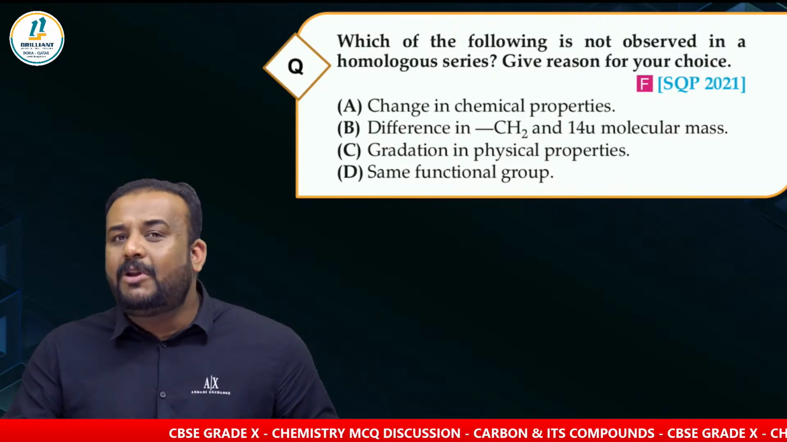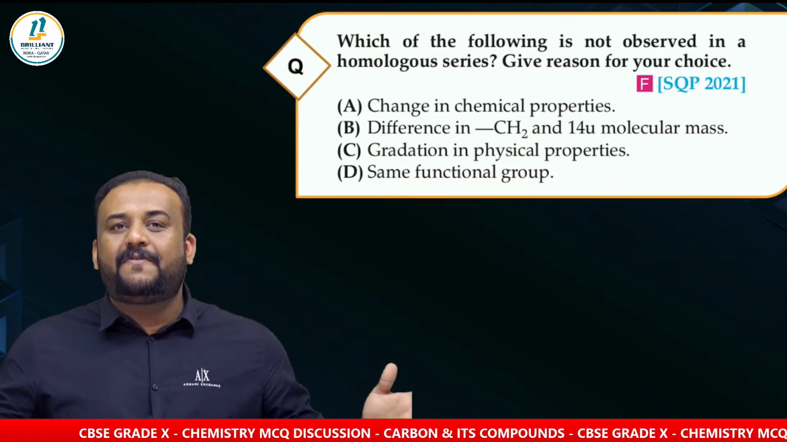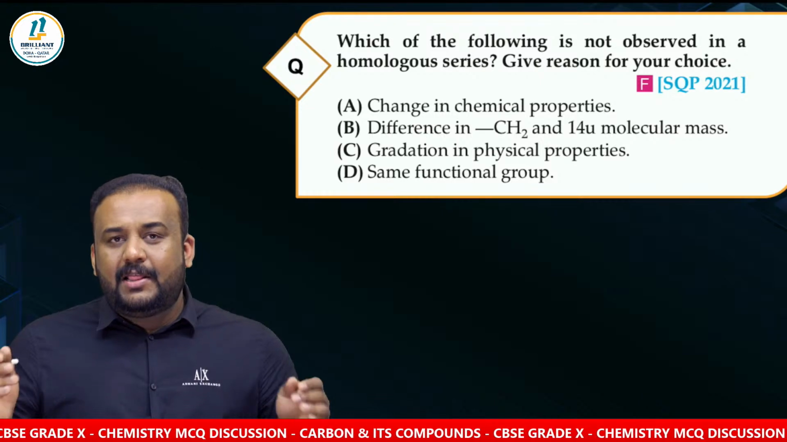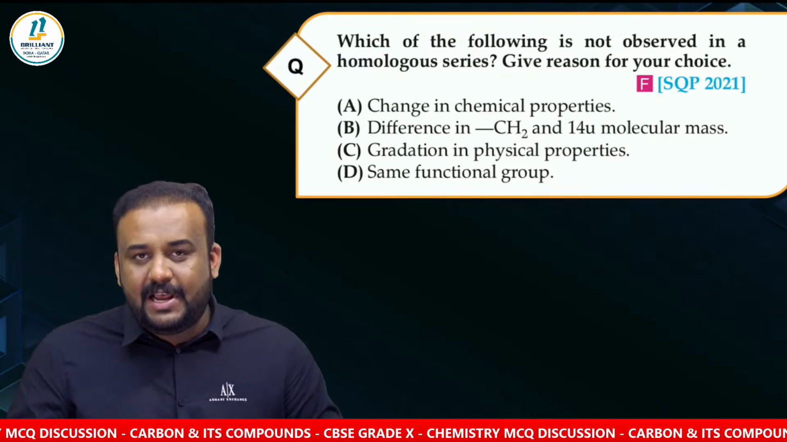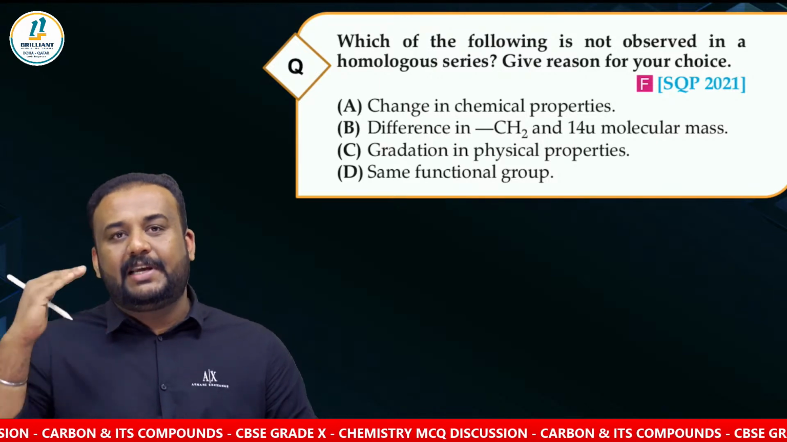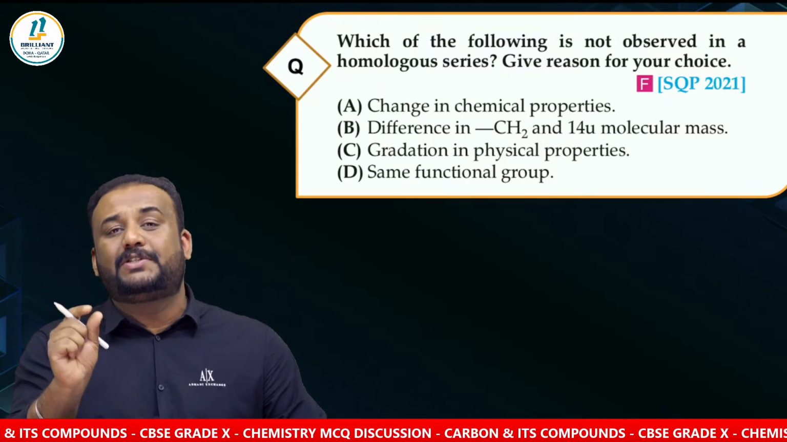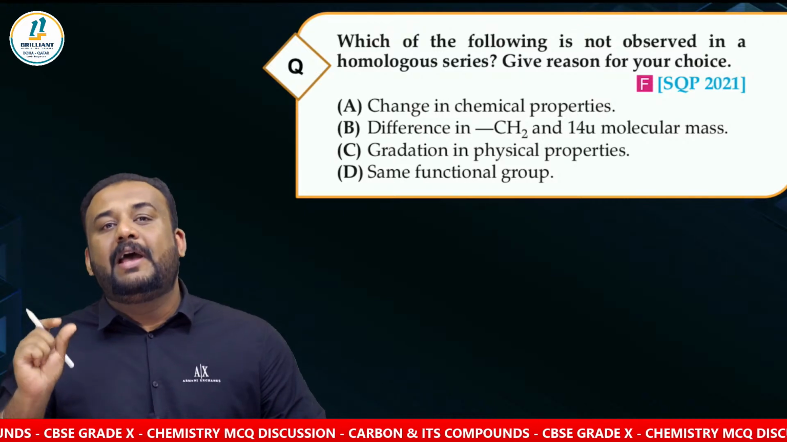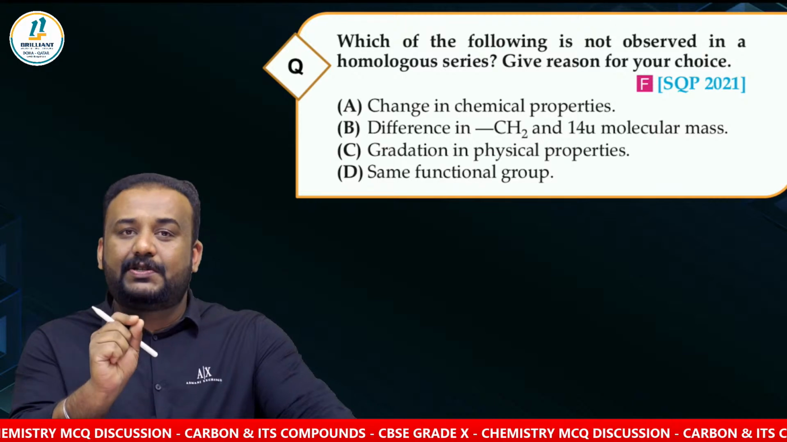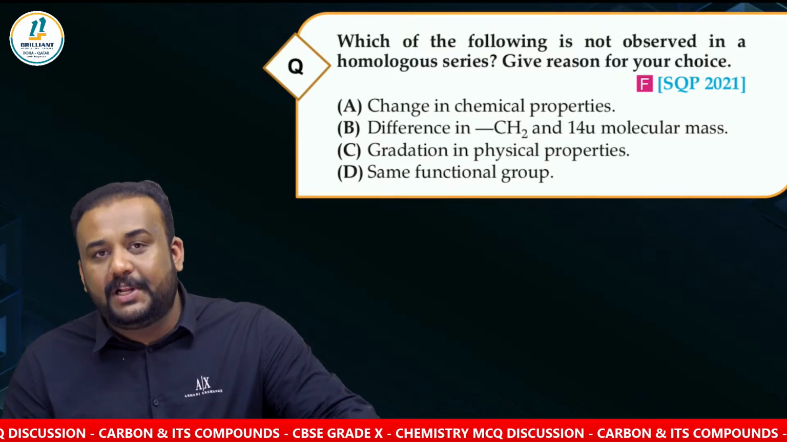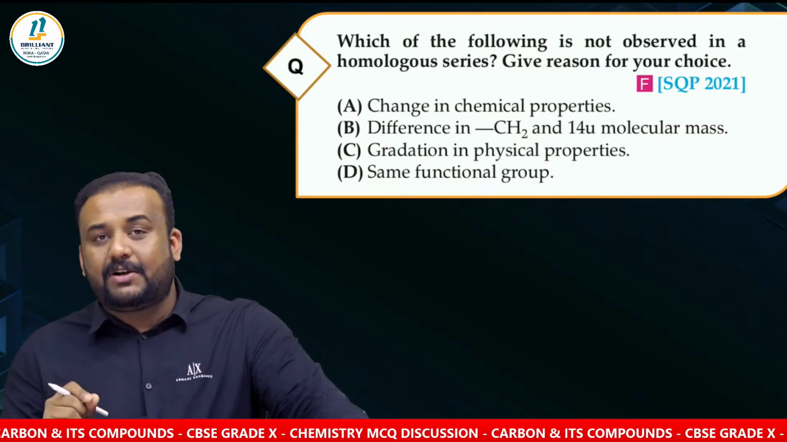A homologous series is a series of carbon compounds which have the same functional group, but differ in the number of carbon atoms. Each adjacent member in a given series will have a difference of one CH2 group, or an atomic mass of 14 units, because one CH2 has a mass of 12 plus 2, which is 14 units. So this is what is called a homologous series.